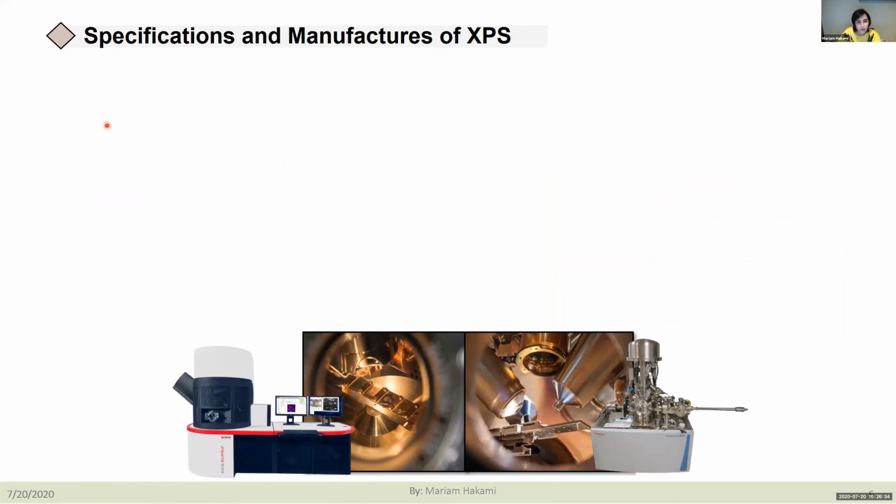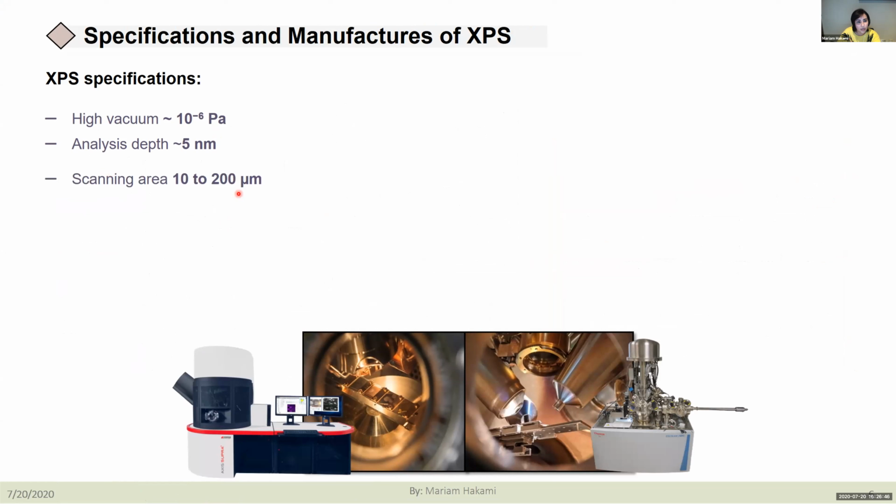And finally, the specification and the manufacturer of XPS. We need a high vacuum for XPS, 10 to the minus 6 Pascal. The depth the X-ray can go to is 5 nanometers, and the scanning area is 200 micrometers. The measuring time can be from 20 minutes to 4 hours, depending on how deep you want to go.